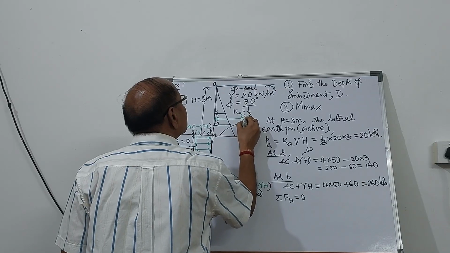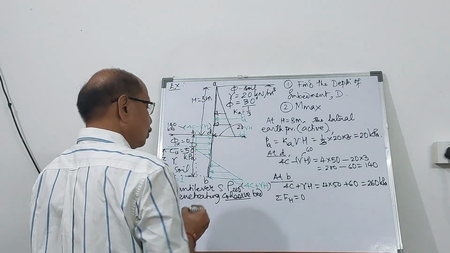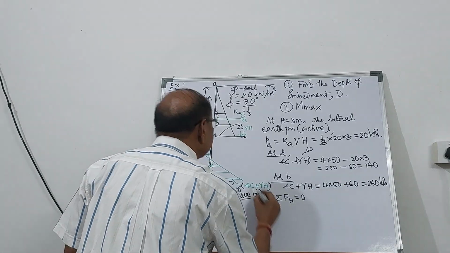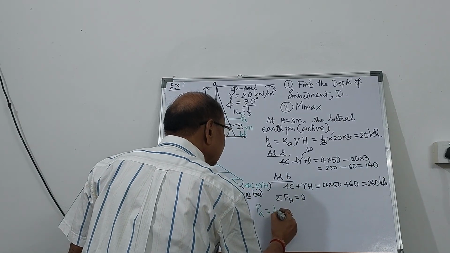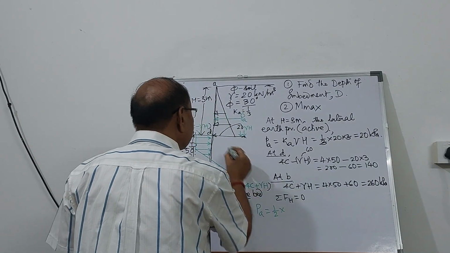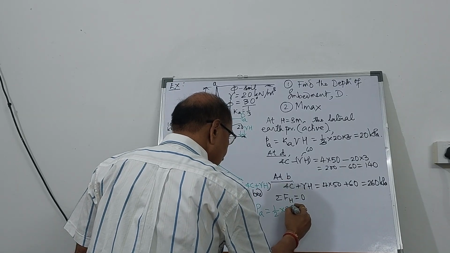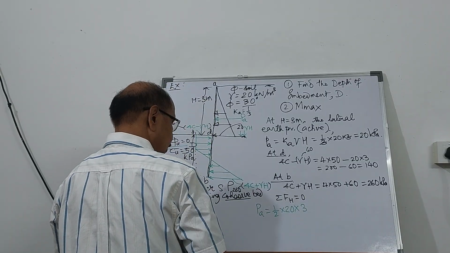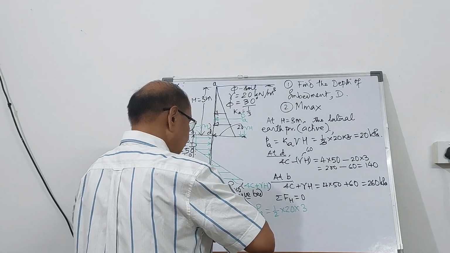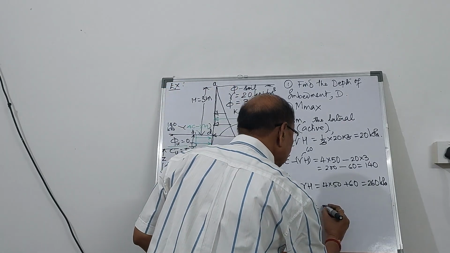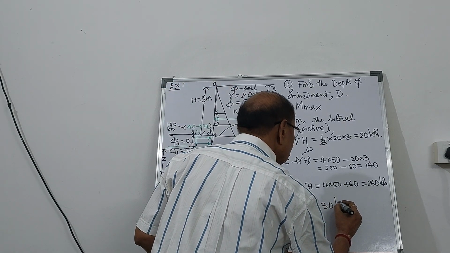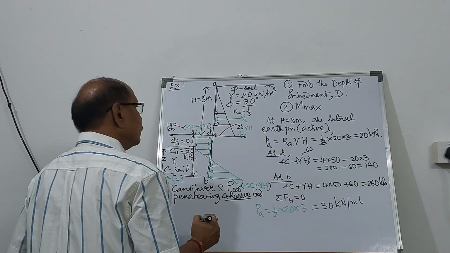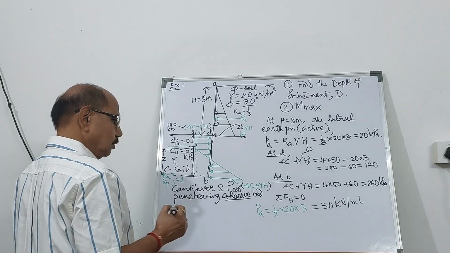This becomes PA. So you can find out PA first, and PA will be the area of this diagram, that is half multiplied by base multiplied by height. That's the area, triangular variation. So this becomes equal to 30 kilonewton per meter length of the wall.